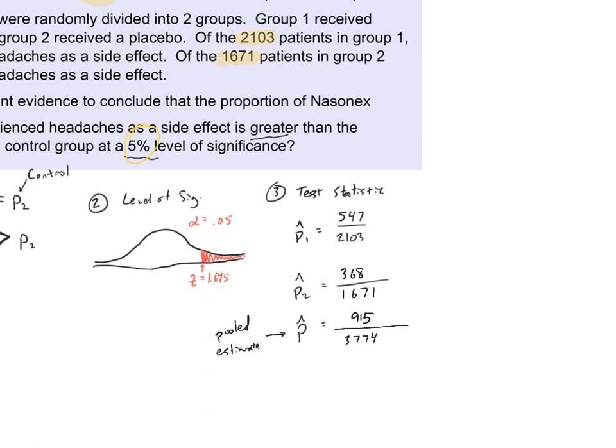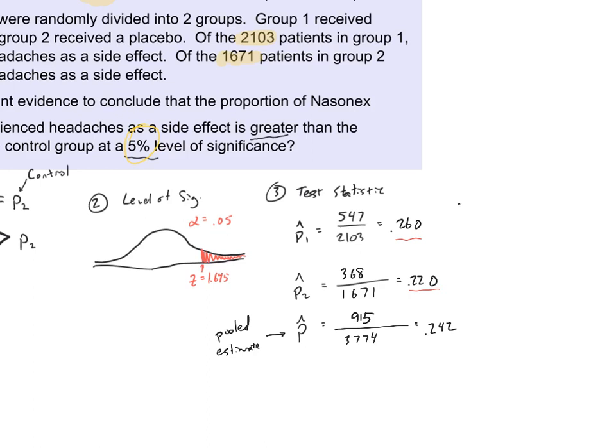Now I've got to type each of them into my calculator and get the decimal approximations. First one is 0.260, 368 over 71. That one is 0.220, 915 over 3774. And that last one is 0.242. Okay, so 22% for the control group, 26% for Nasonex. More people got headaches, but the question is: is it statistically significant?